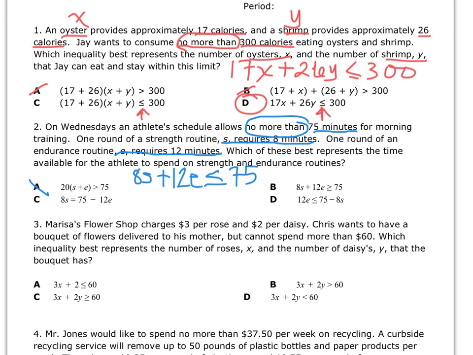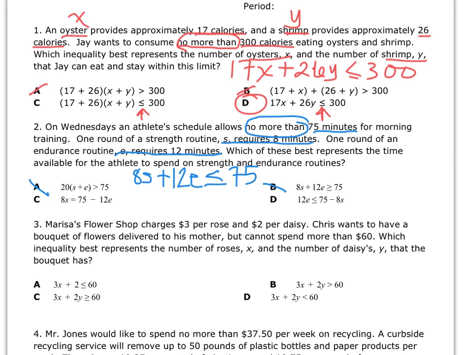So B, why could we take it out? Because it's saying greater than or equal to, and it needs to be less than or equal to, right? It can't be B. C says equal to, right? But it can also be less than, so it can't be C.